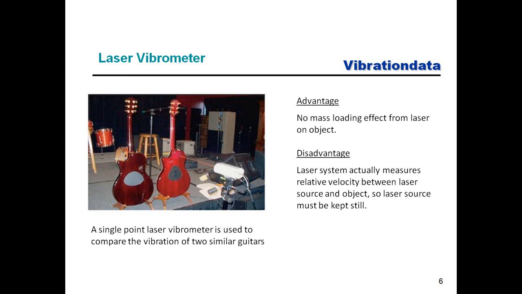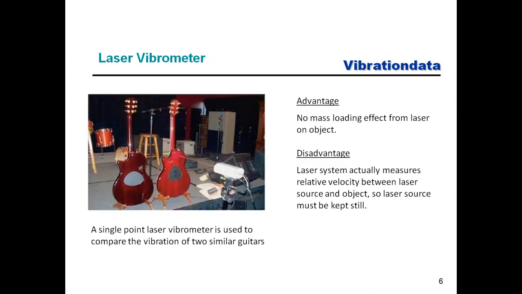Well, there are some disadvantages to using a laser. Of course, it requires line of sight. And actually, we have to realize that what the laser is measuring is the relative velocity between, in this case, the guitar and the laser source itself. So it's very important to keep the laser source itself as still as possible.